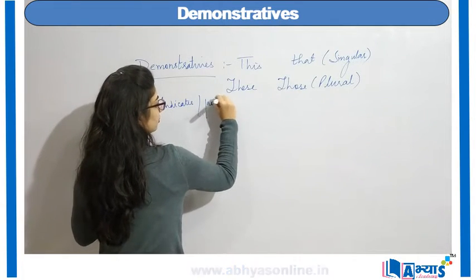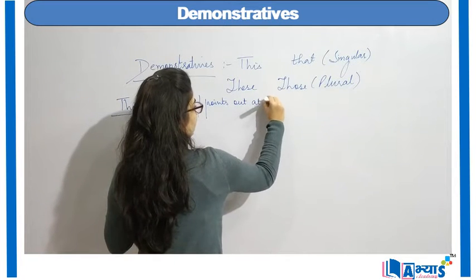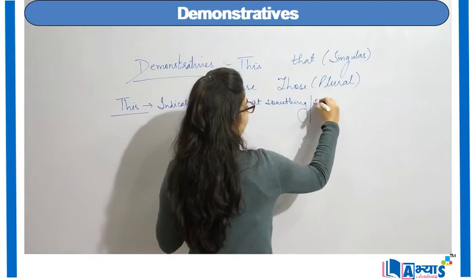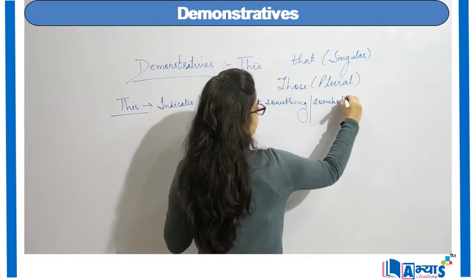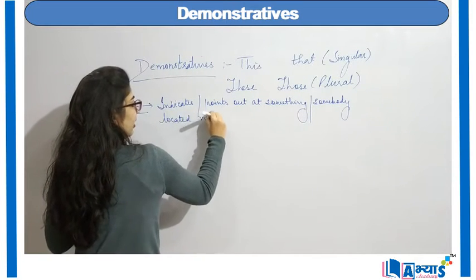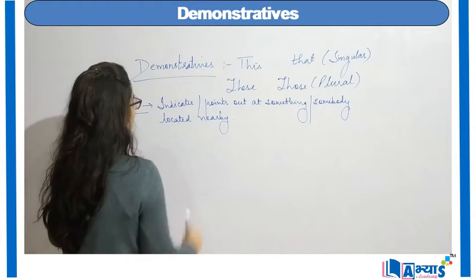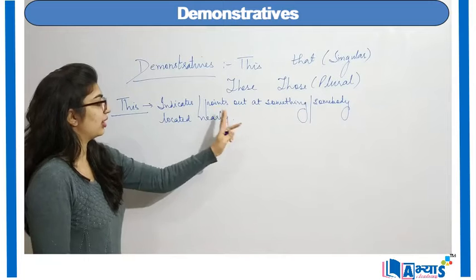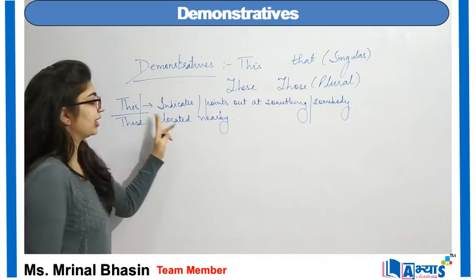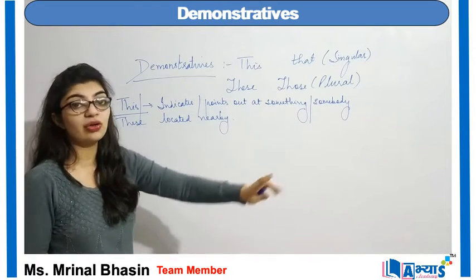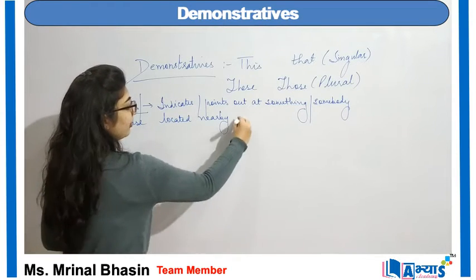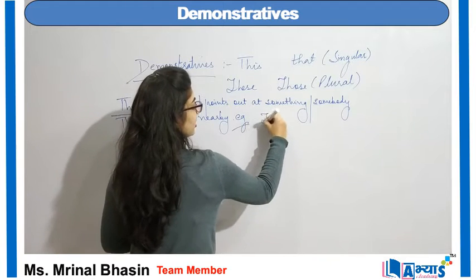Indicates or points out at something or somebody located nearby, right? This or these as well. This or these, they indicate or point out at something or somebody which is located nearby. Example, I said that this is my pen.